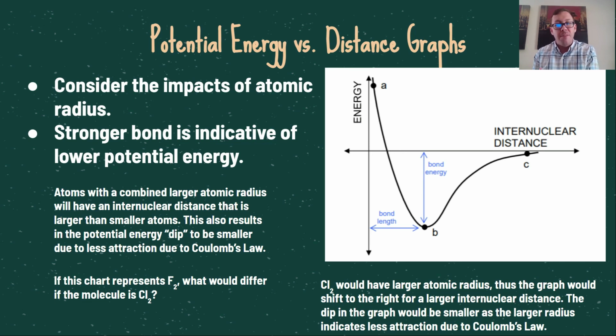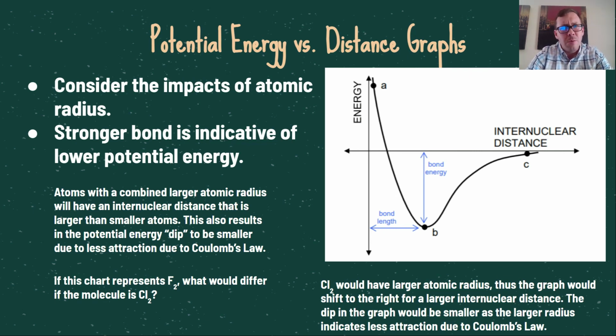Furthermore, the dip in the graph is going to be smaller because the larger radius indicates less attraction due to Coulomb's law. The individual atoms are further away because the atomic radius of chlorine is larger, and therefore they're going to form a bond at a bond length that is going to be greater. So as a result, we get a shift to the right. Furthermore, in addition to that, the bond energy is going to be less because, again, there's less attraction due to the radius, the distance between them, the bond length being larger.